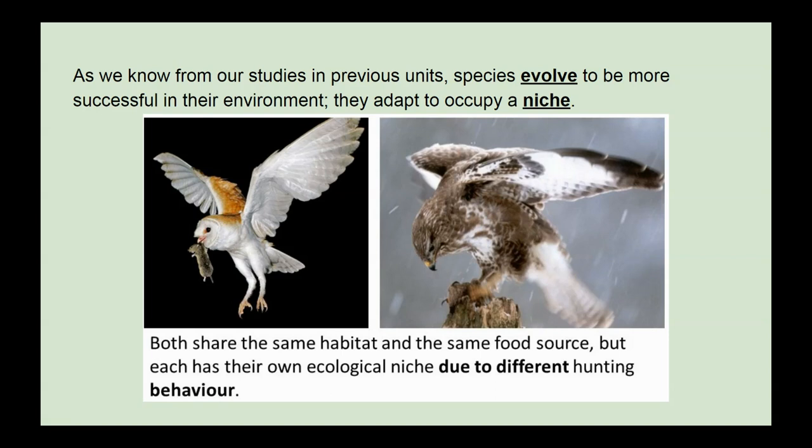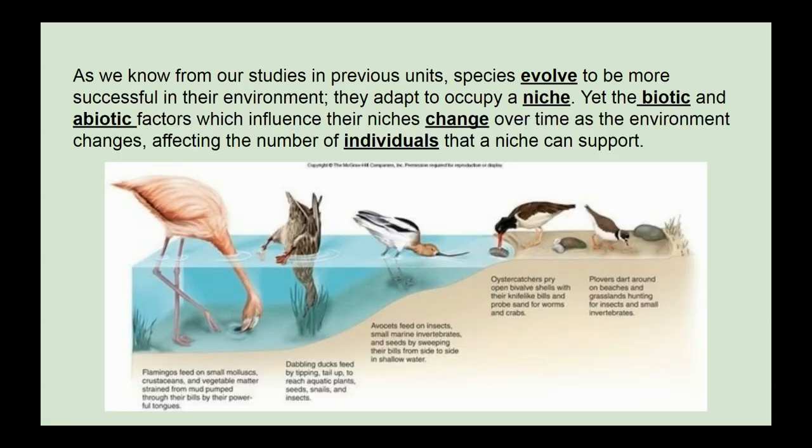I know we just kind of glanced over niches when we left, but remember that they can share the same habitat, they can share the same food source, but they have different behaviors. So they're going to be hunting during different times of the day. Therefore, they do occupy different niches. So you've got this barn owl versus this golden eagle right here that are hunting the same things in the same location, but they're technically different niches.